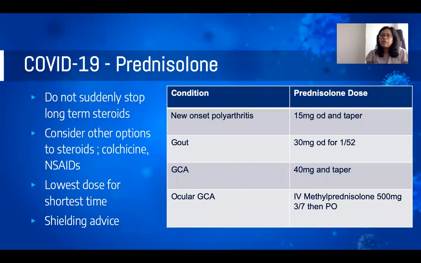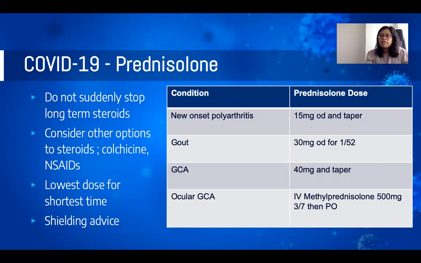Okay, so moving on to prednisolone, a drug commonly used in rheumatology practice, well, at least at the onset of a disease. The advice is, if a patient is normally on long-term prednisolone, do not suddenly stop the long-term steroids. If a patient is on long-term steroids and their disease is under good control and they want to just reduce the steroid dose, this can be discussed with the rheumatologist or the GP, and they can have a gradual dose reduction.